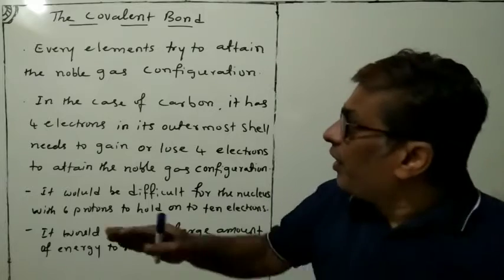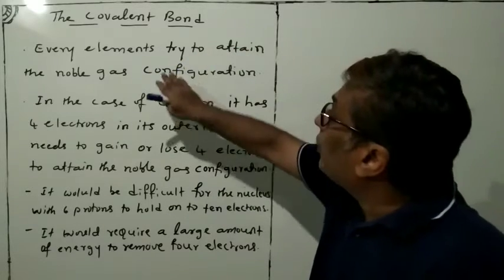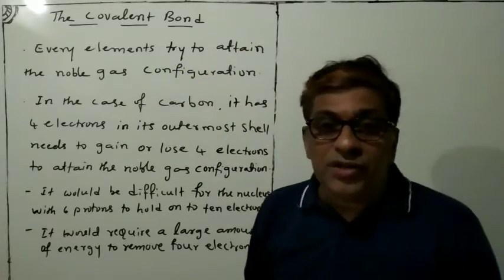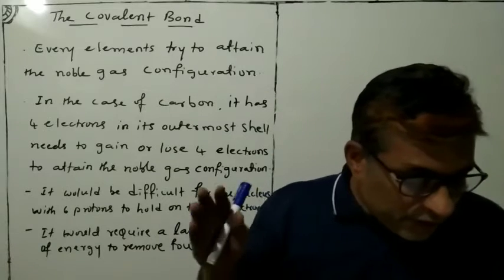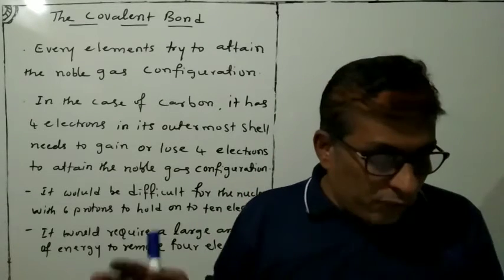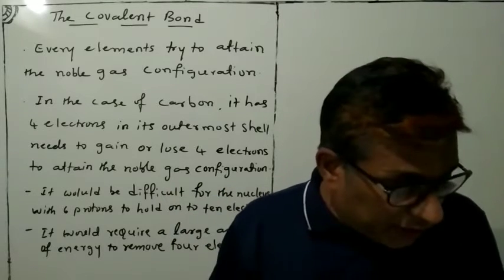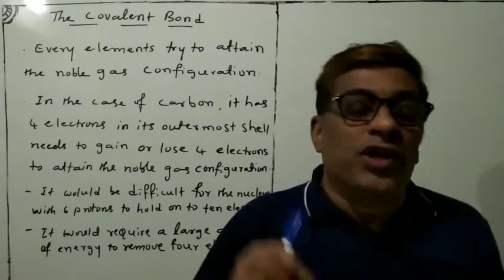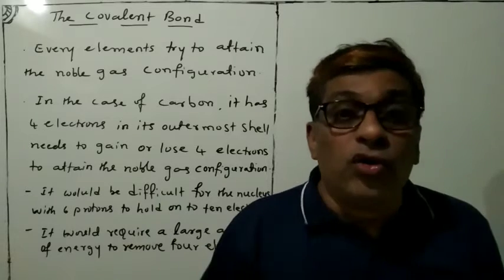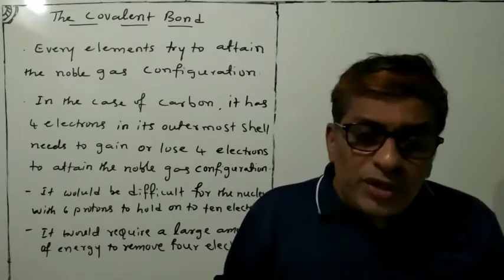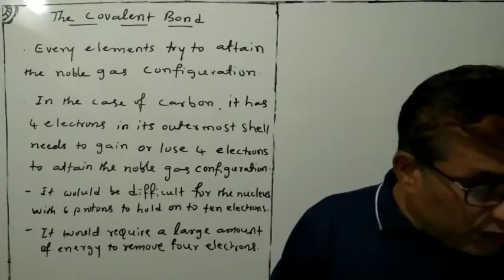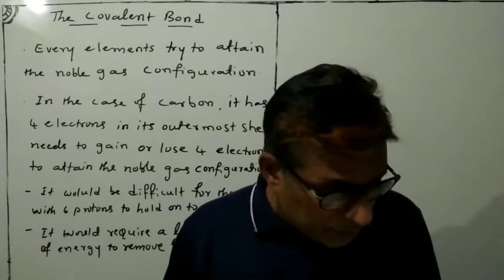So you know that every element tries to attain the noble gas configuration. The reactivity of elements is their tendency to attain a completely filled outer shell, so in the octet form. So that is, they attain noble gas configuration.